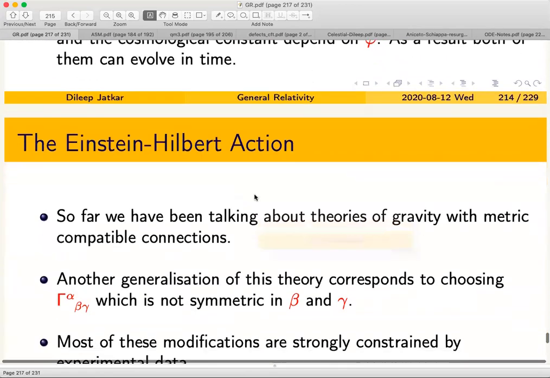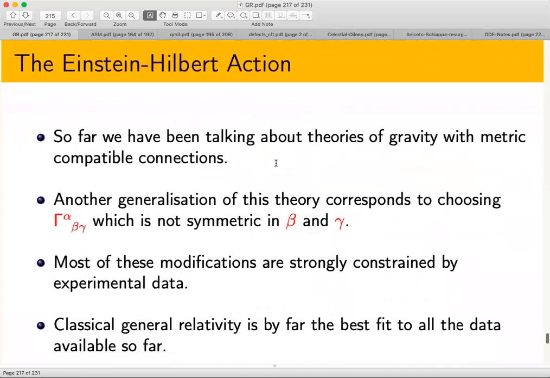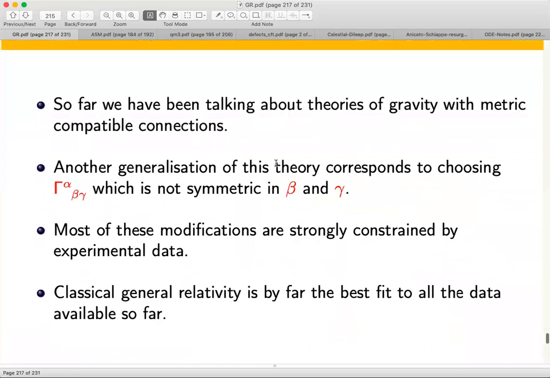Okay. Now, besides the kind of actions that we wrote down, which all assume that the metric that we write down in these actions is compatible with the connection, that means the metric is covariantly constant. Okay, but you may generalize that.